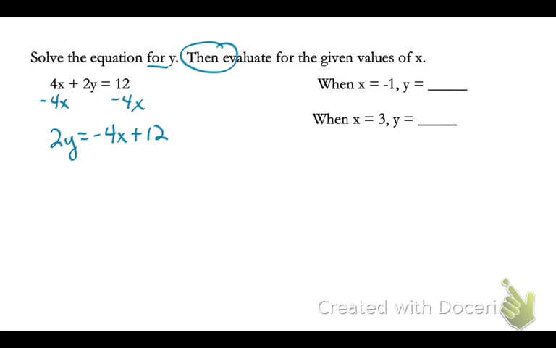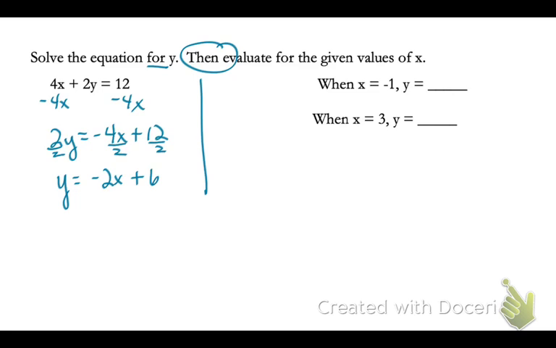I bet you know what to do now. So y is being multiplied by 2. So let's divide both sides. And when I say both sides, I mean everything on the right side by 2. So my negative 4 divided by 2 is negative 2, and then I have an x, and 12 divided by 2 is 6. So we just accomplished the first part of the directions. We solved the equation for y.